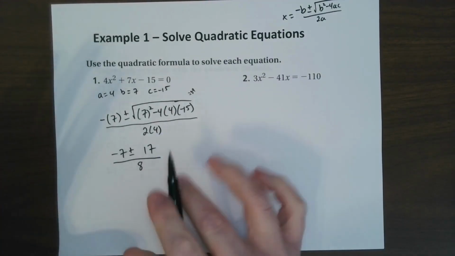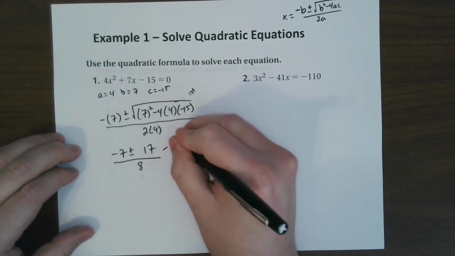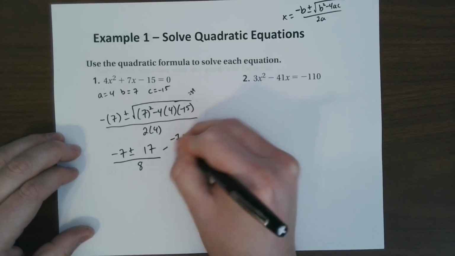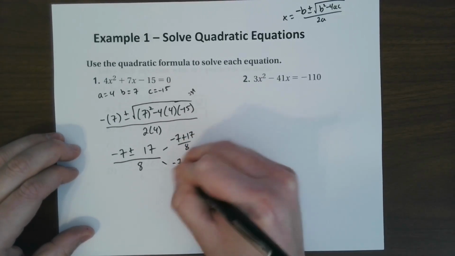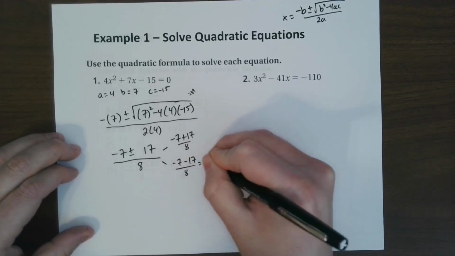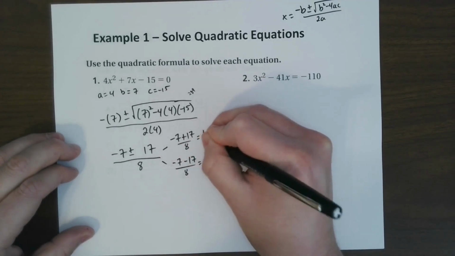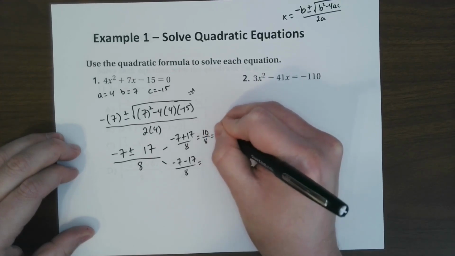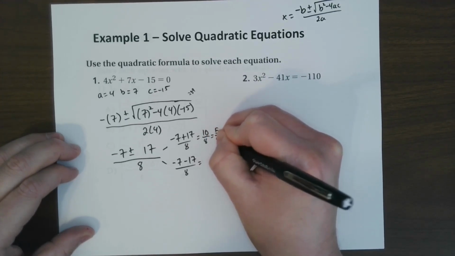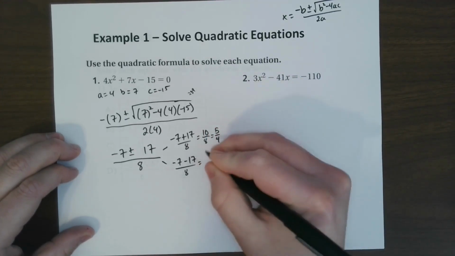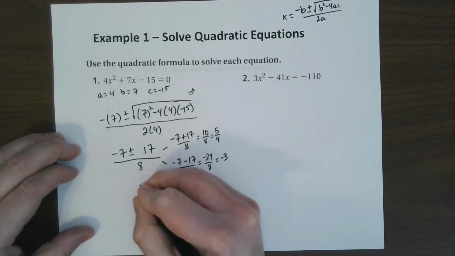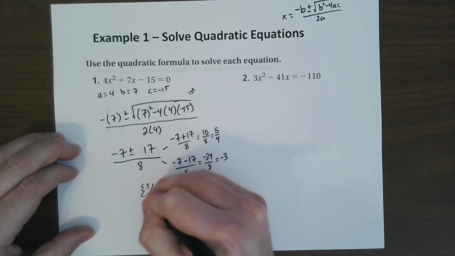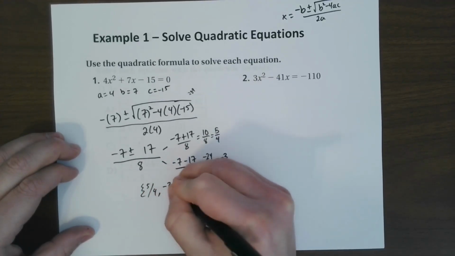And now since we have all numbers, we're going to go ahead and separate it. Negative 7 plus 17 over 8. Negative 7 minus 17 over 8. So I get 10 over 8, which is 5/4. And then this one I get negative 24 over 8, which is negative 3. So those are your answers, 5/4 and negative 3.